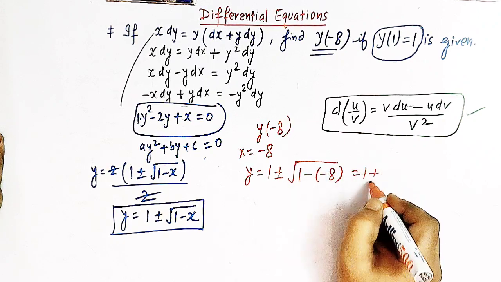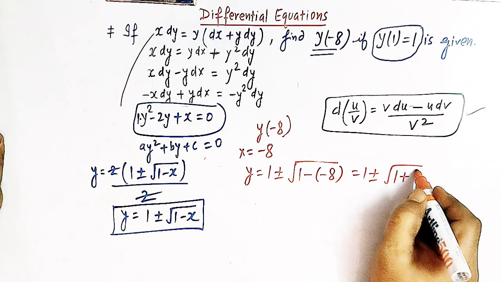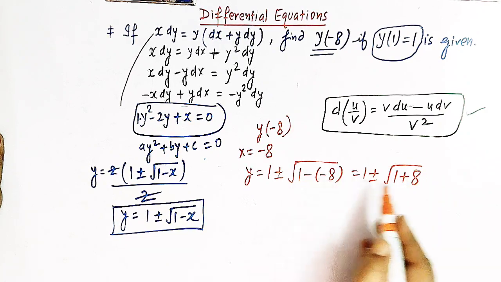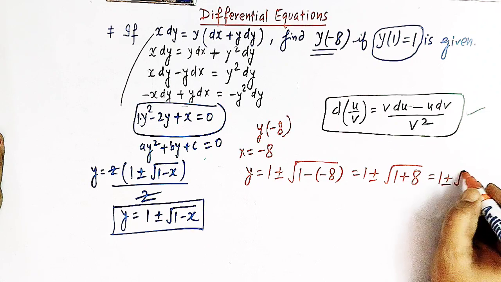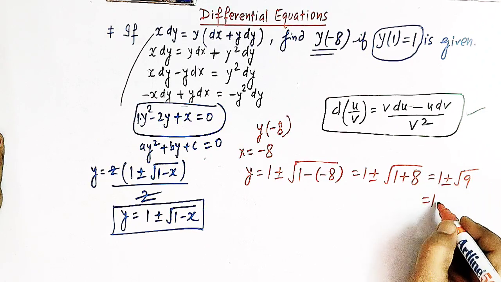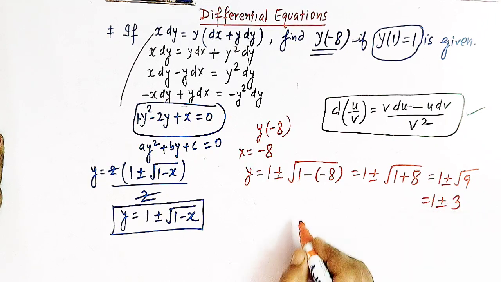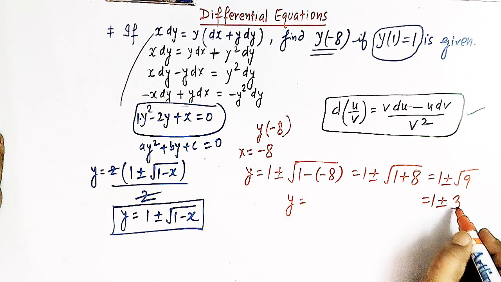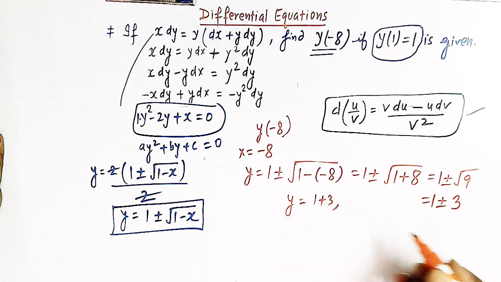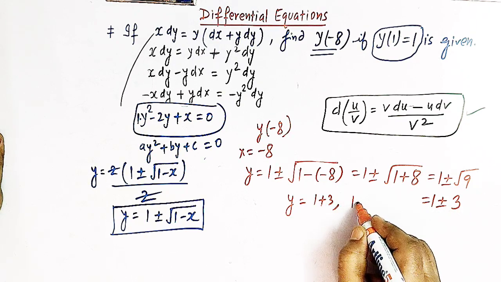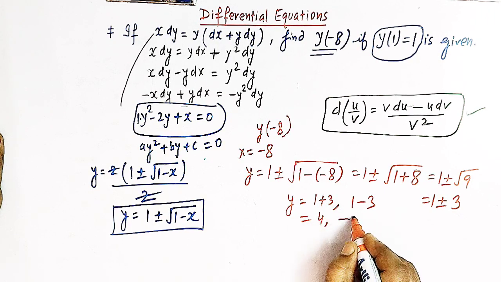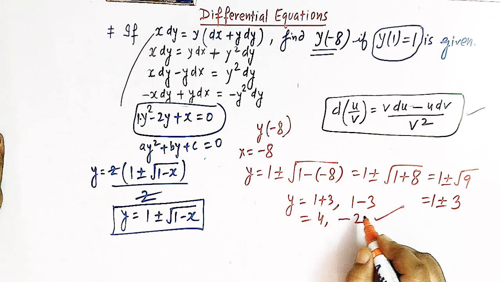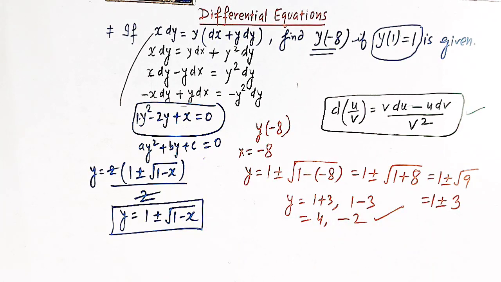Actually, this is 1 plus minus square root of 1 plus 8, since minus times minus is plus. So here we have 1 plus minus square root of 9. So this is 1 plus minus 3. Taking the positive sign, we have 1 plus 3. Taking the negative sign, we have 1 minus 3. So this is 4 and minus 2, right? And this is the same result which we obtained just before.